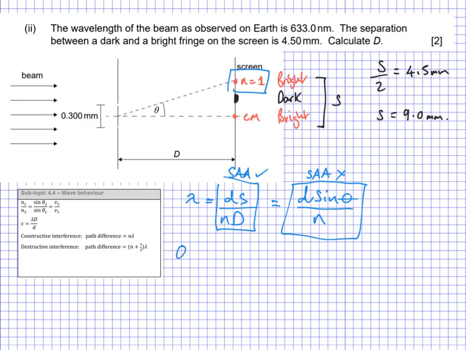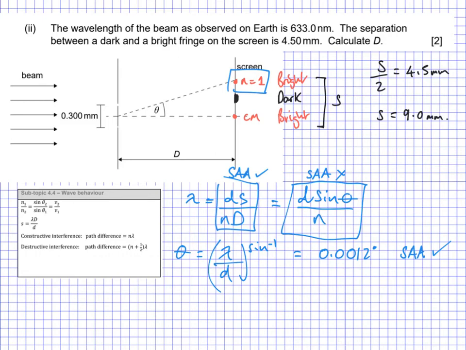Let's find the angle. Just rearranging our equations here, the angle is going to be lambda over D, and then inverse sine. Plug that into your calculator, and that's going to give us an angle of 0.0012 degrees. Okay, we're good. Small angle approximation is good to go.